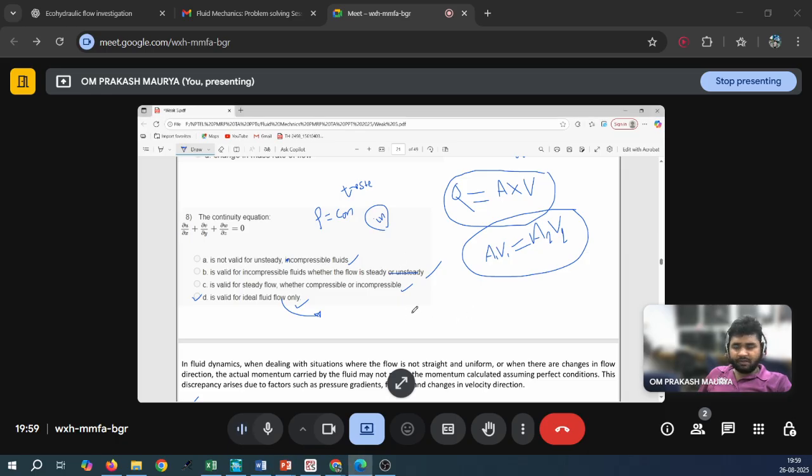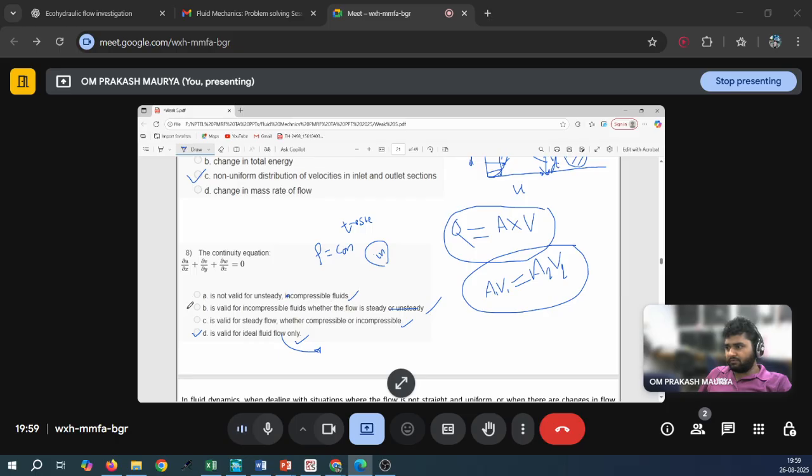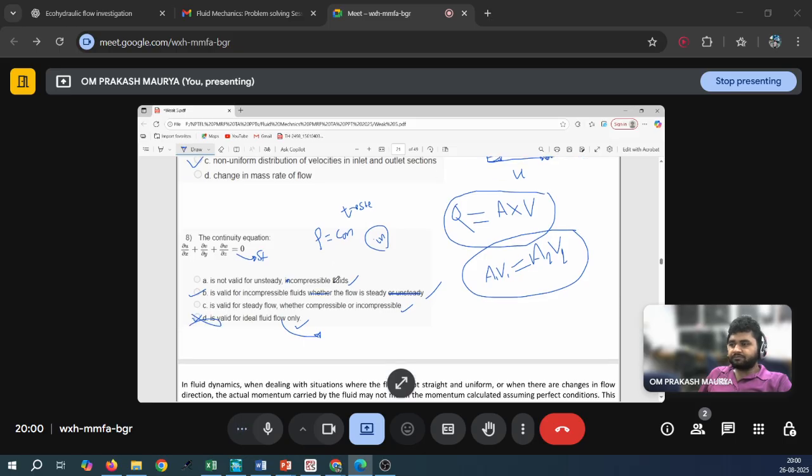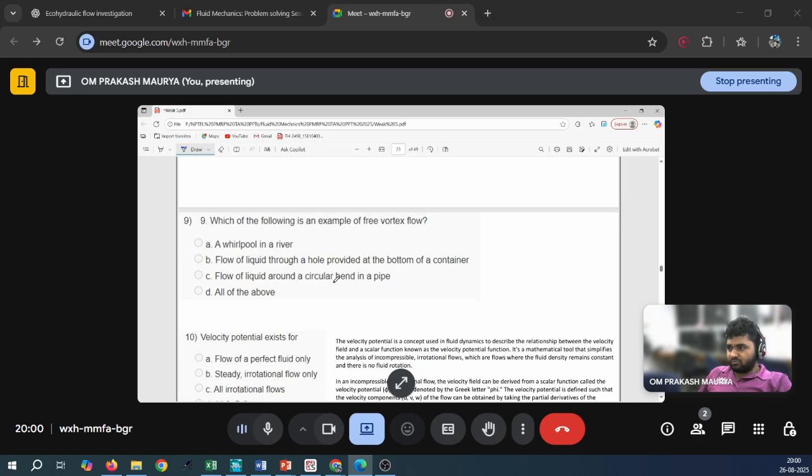Here in this question we can make some corrections. It is valid for incompressible fluid, and not whether the flow is steady or unsteady; rather, for steady incompressible fluid, you can say. Steady incompressible fluid. So remember, please, we have to make some corrections. So option B will get this. Now let us move on to the next one.